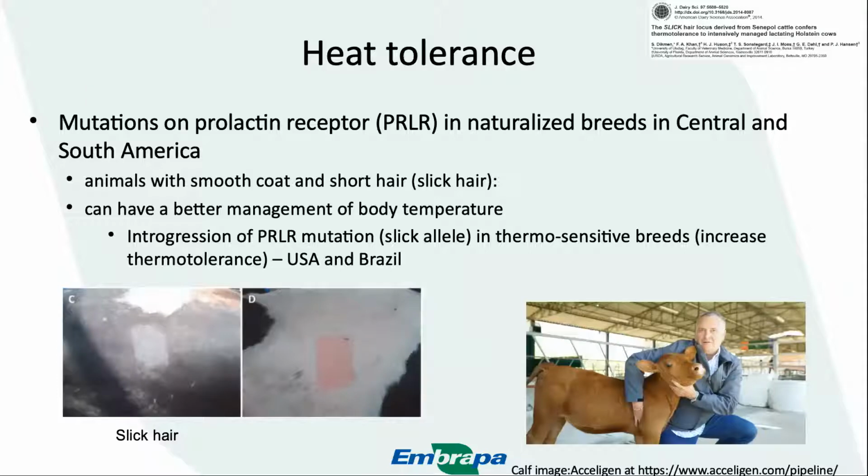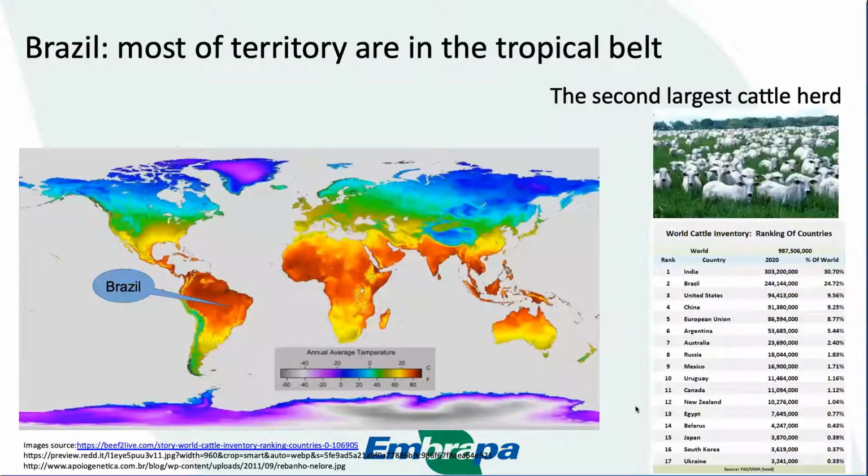And the third and last example is to use genome editors to increase heat tolerance. This is a very important issue for us here in Brazil because we are in an environment that is very hot and with high humidity. Some breeds were brought to Central and South America at the beginning of the colonization. Those breeds adapted to our environment, but their production performance is not very high, actually it's low, but they are very adapted to our environment. Those animals have a mutation in the prolactin receptor.